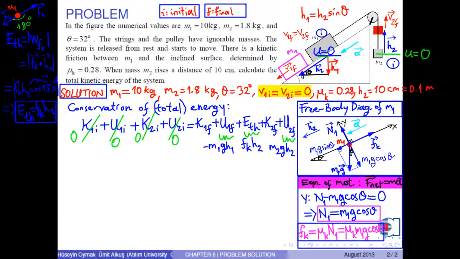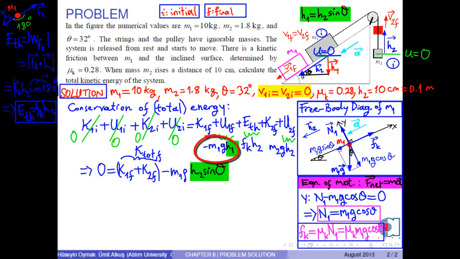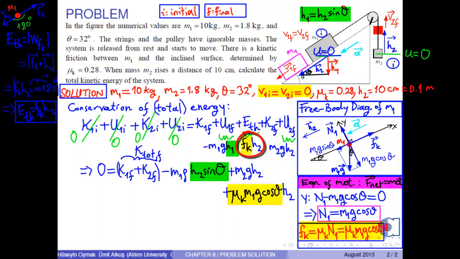If we rearrange this conservation of total energy, we obtain 0 equals the final total kinetic energy of the system minus m1 times g times h2 times sine theta, since h1 is h2 times sine theta from the figure, plus m2 times g times h2, plus mu k times m1 times g times cosine theta times h2, since Fk equals mu k times m1 times g times cosine theta from the equation of motion.